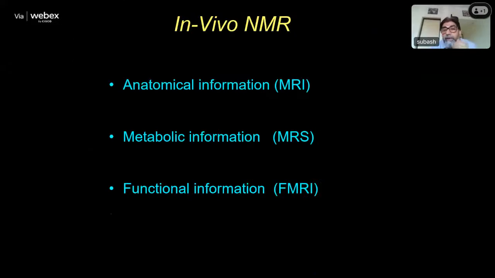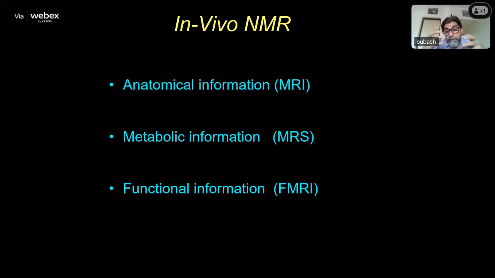Now this in vivo NMR can give you all types of information. If you want anatomical information, which is basically diagnostic imaging, you see it in every nook and corner of the city, where diagnostic centers do MRI for diagnosis. Then there could be metabolic information. It can give you the biochemical or metabolic profiles in the body and how these reactions are taking place within the body, giving information about the metabolism.